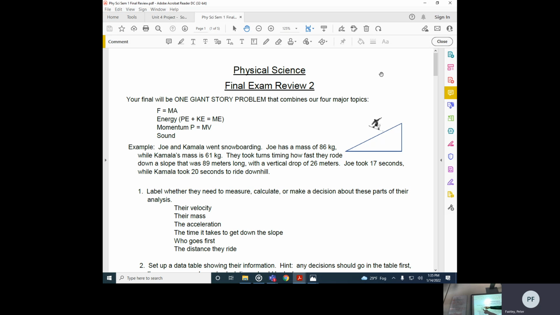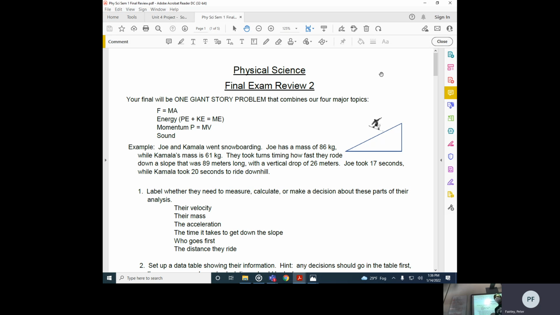Number 2, energy. What does that stand for? PE plus KE equals ME? What's PE? Potential energy plus kinetic energy equals, good, mechanical energy. Then we did momentum. P equals MV. What does that stand for? Mass times velocity. Momentum is mass times velocity. And then we studied sound, huh?